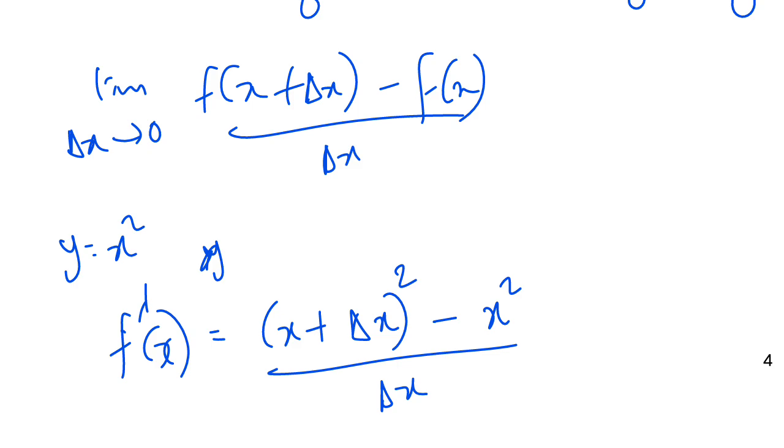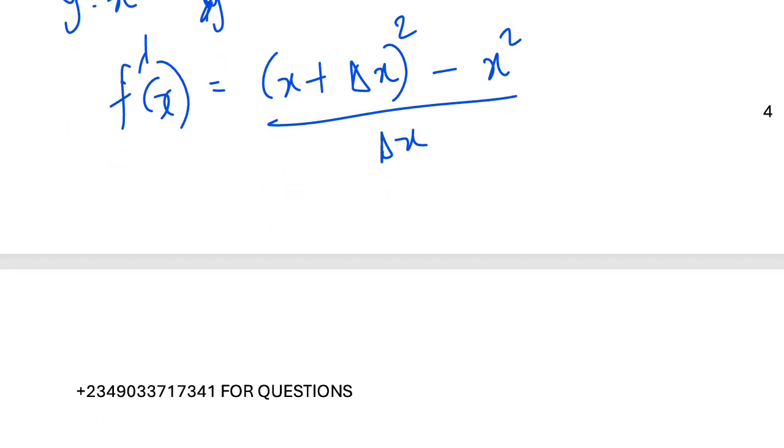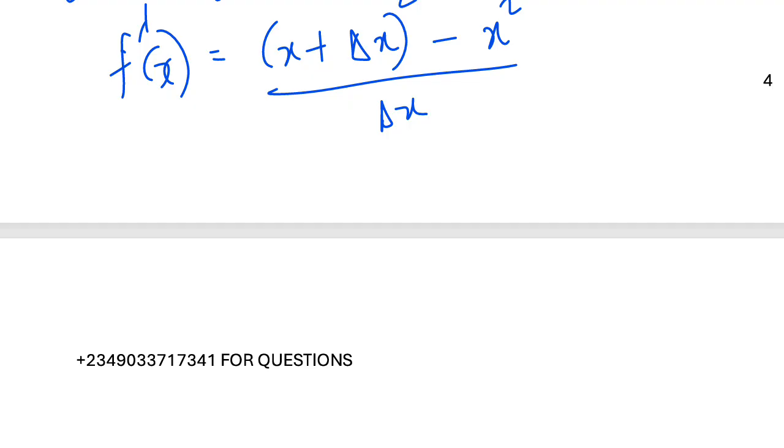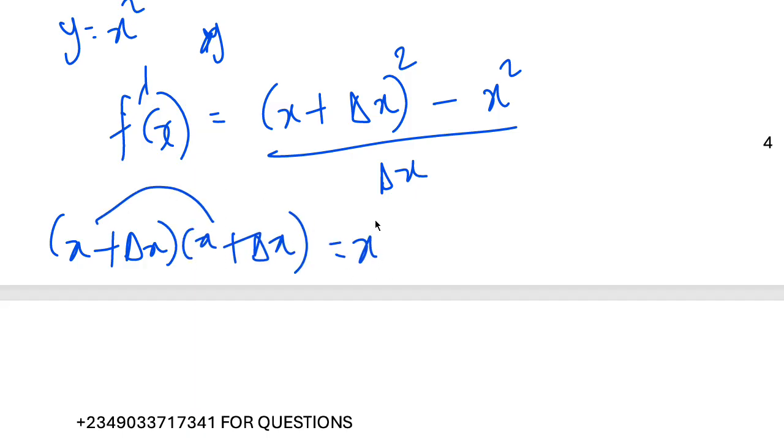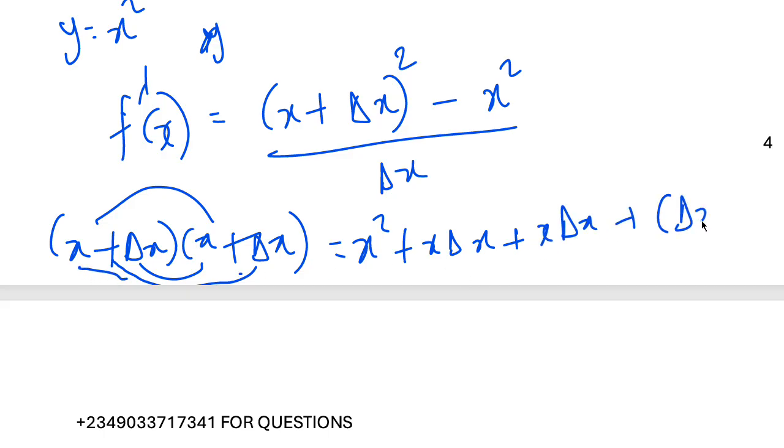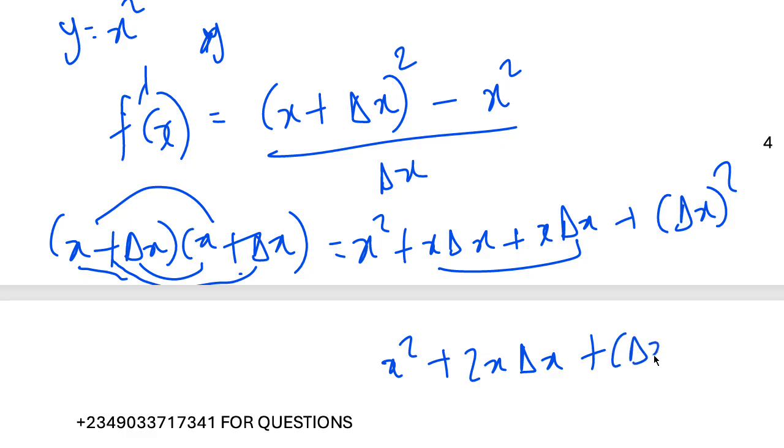So let's simplify. An expansion of this, I hope you can see clearly. We're going to have x plus change in x times x plus change in x. If this multiplies this, we'll have x squared, plus x change in x, plus x change in x, plus change in x all squared. These two are like terms, so we could write it as x squared plus 2x change in x plus change in x all squared.